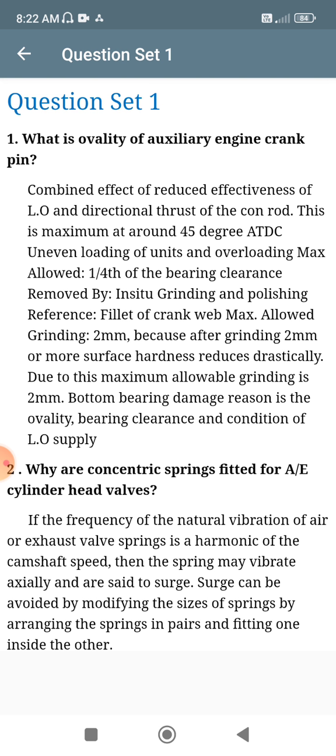If a surveyor asks what is the ovality of an auxiliary engine crankpin, we can say it is a combined effect of reduced effectiveness of lube oil and directional thrust on a connecting rod. Ovality means it is a combined effect of reduced effectiveness of lube oil and directional thrust on the connecting rod. So this will be maximum at around 45 degrees at top dead center.